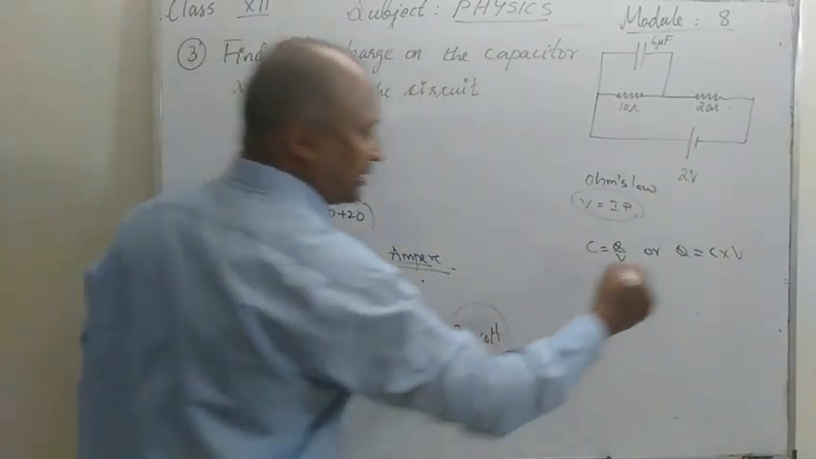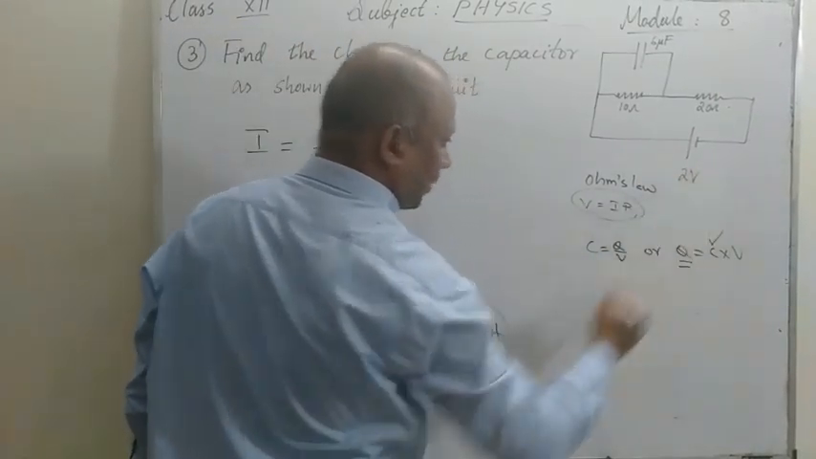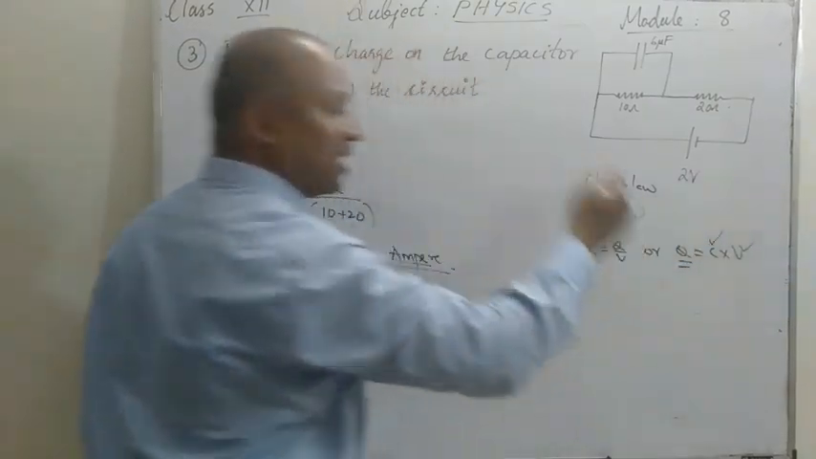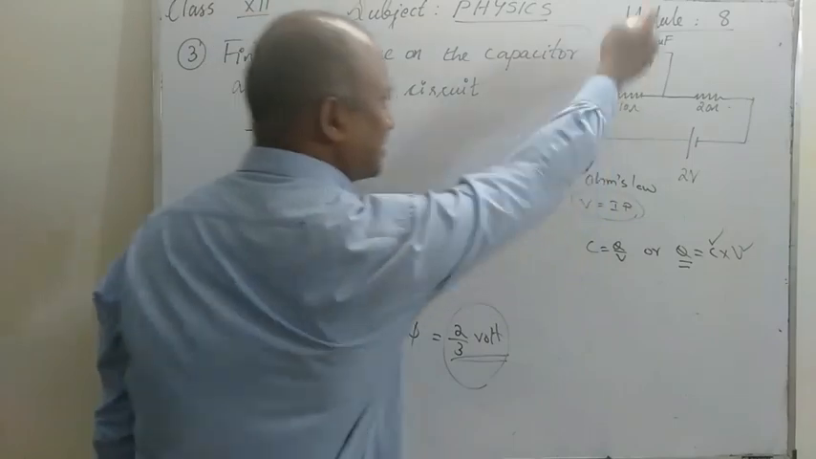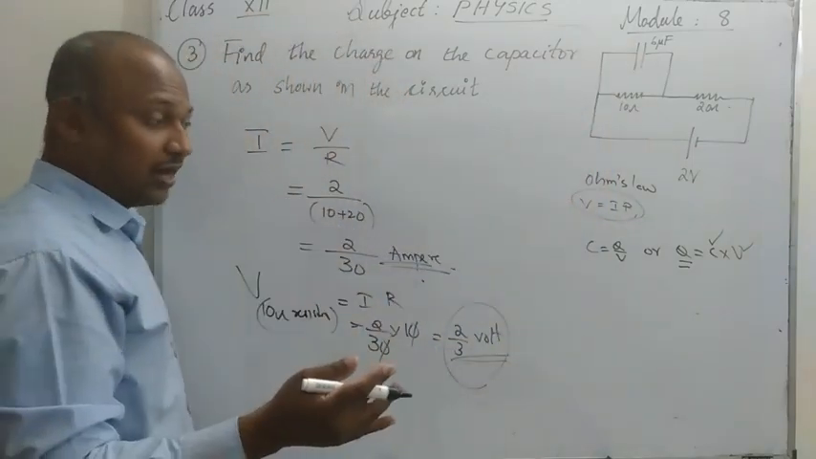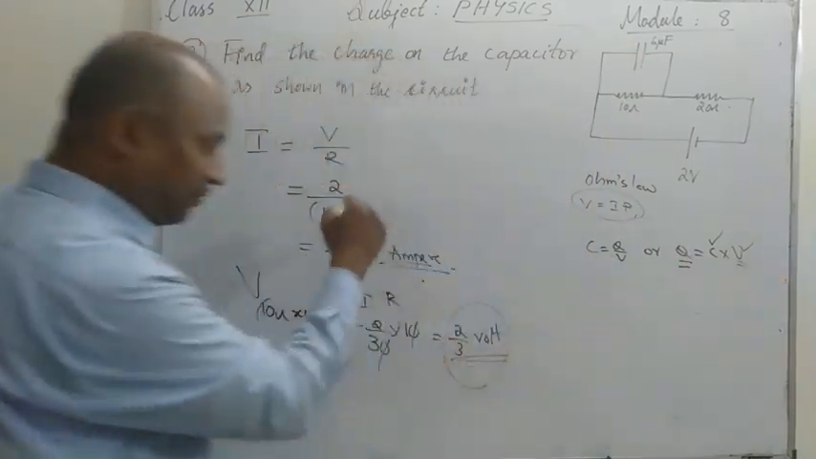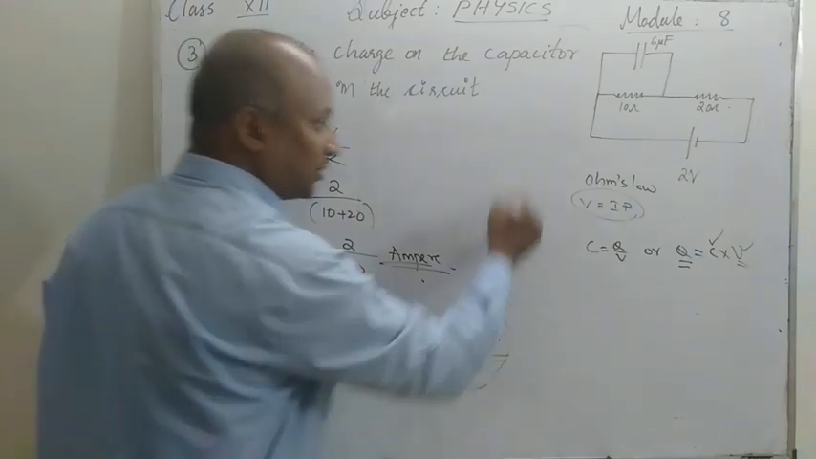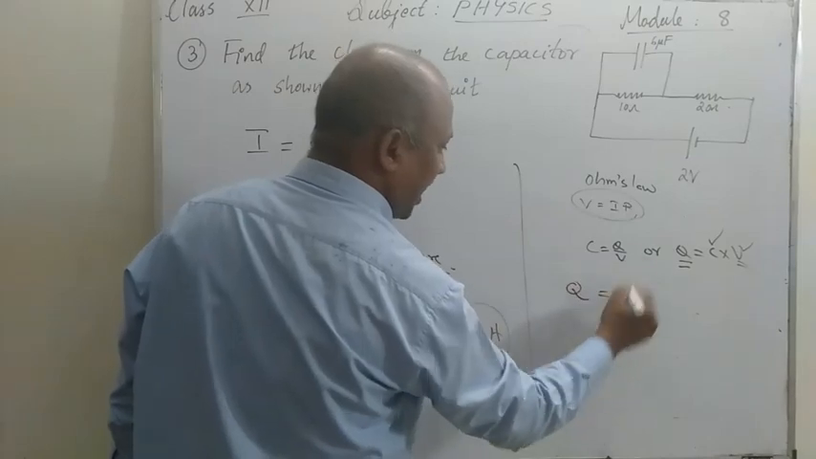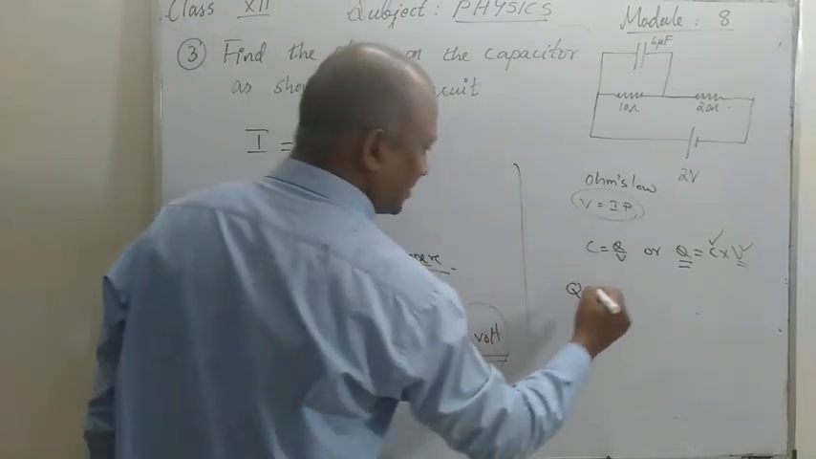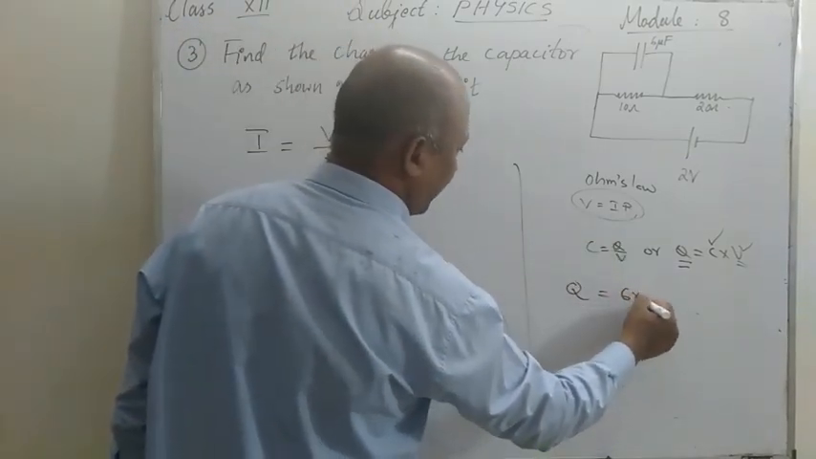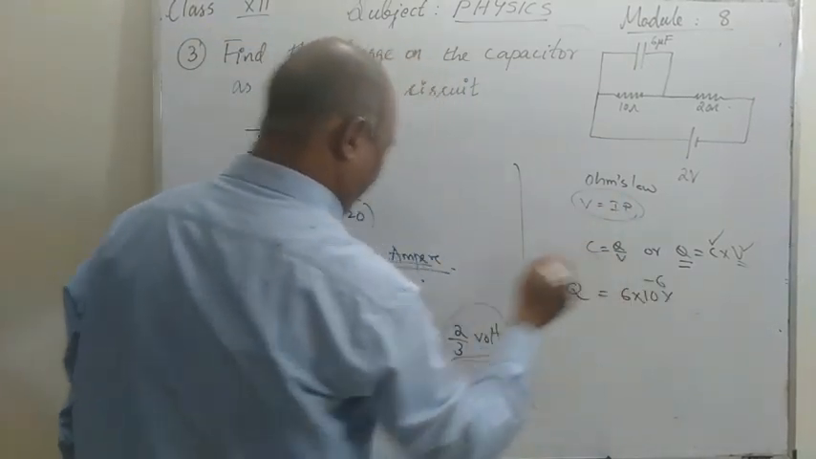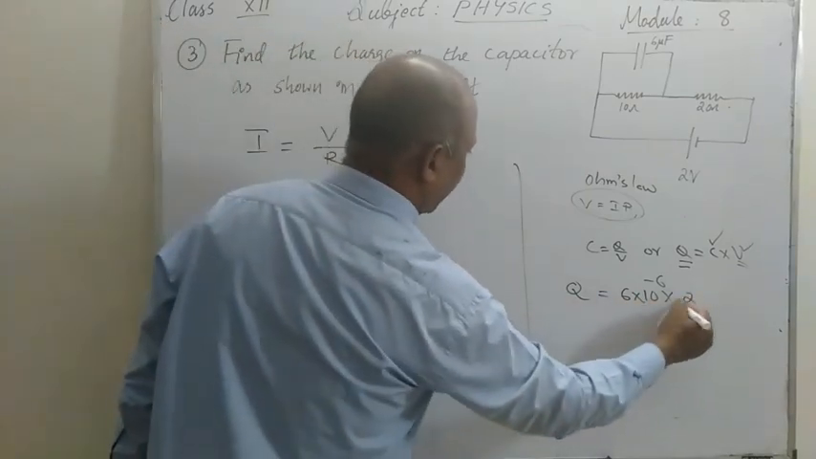So in order to find the charge you need to know the capacitance of the capacitor and the potential across the plates of the capacitor. Capacitance is already given, 6 microfarad, and the potential we found by Ohm's law, 2 upon 3 volt. So then the charge on the capacitor is equal to capacitance, 6 microfarad, means 6 into 10 to the power minus 6, multiplied by voltage. Voltage is 2 upon 3.